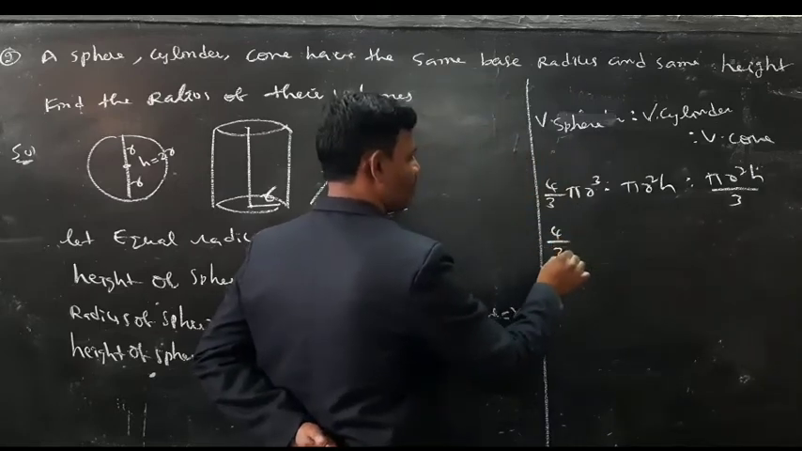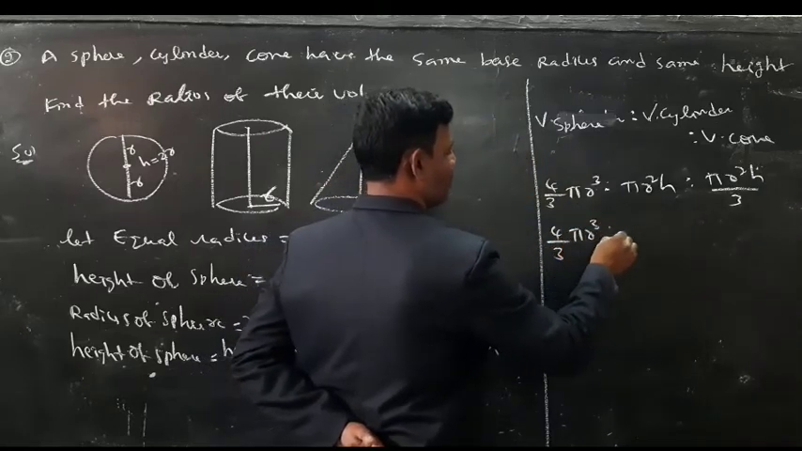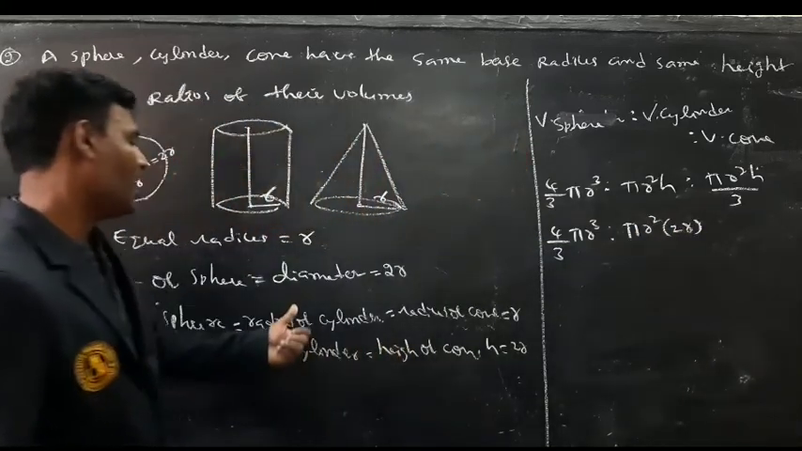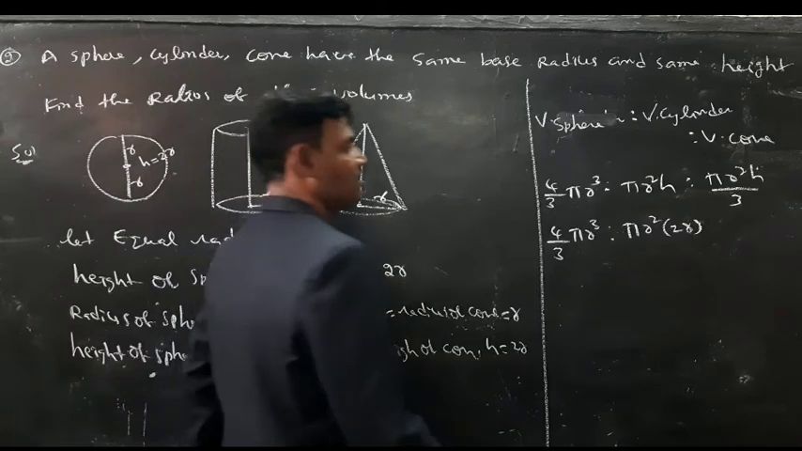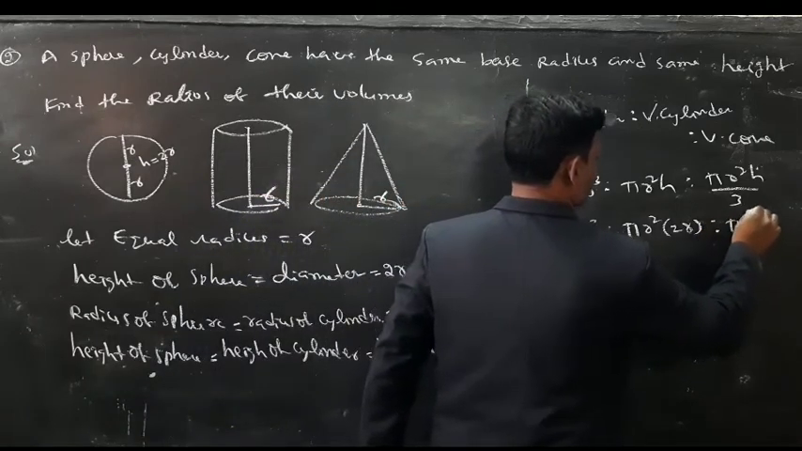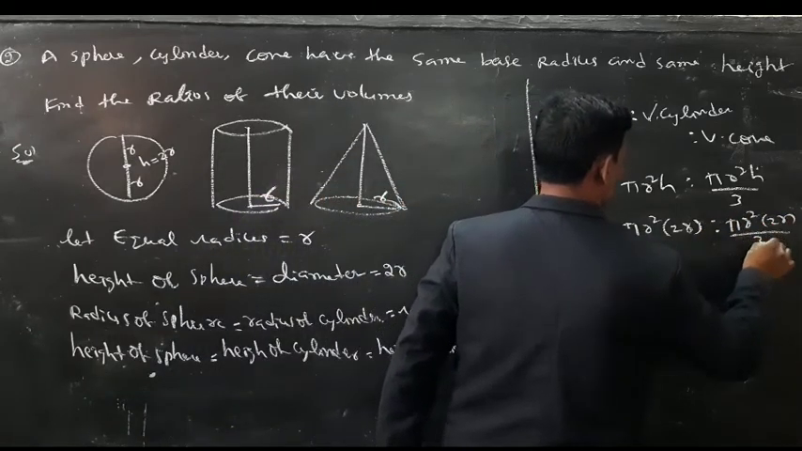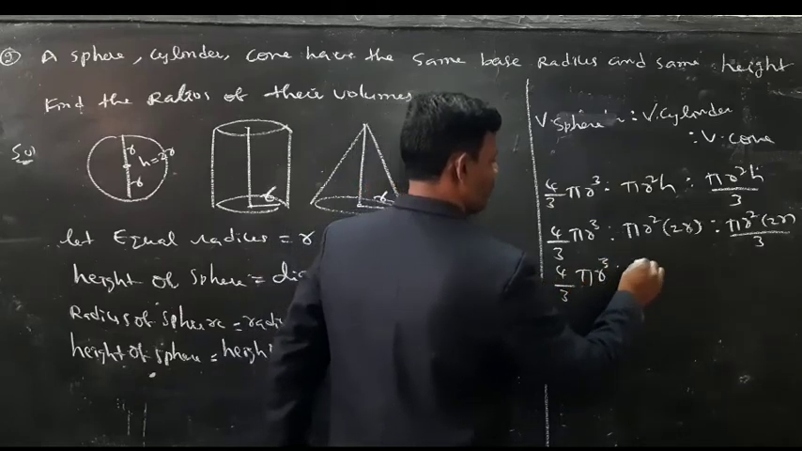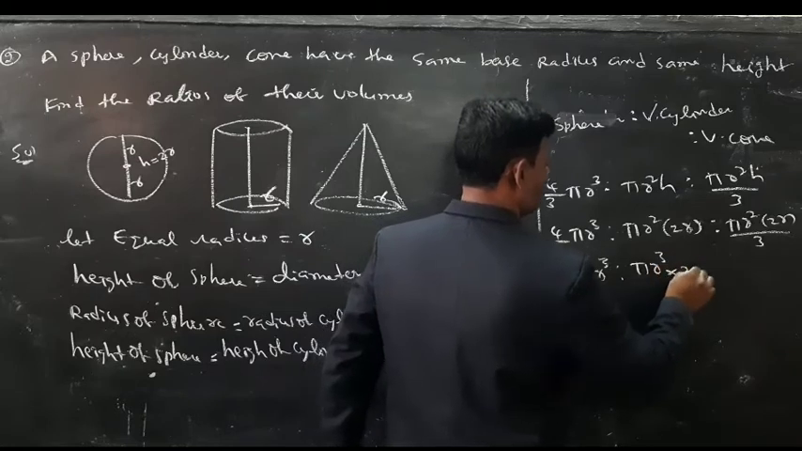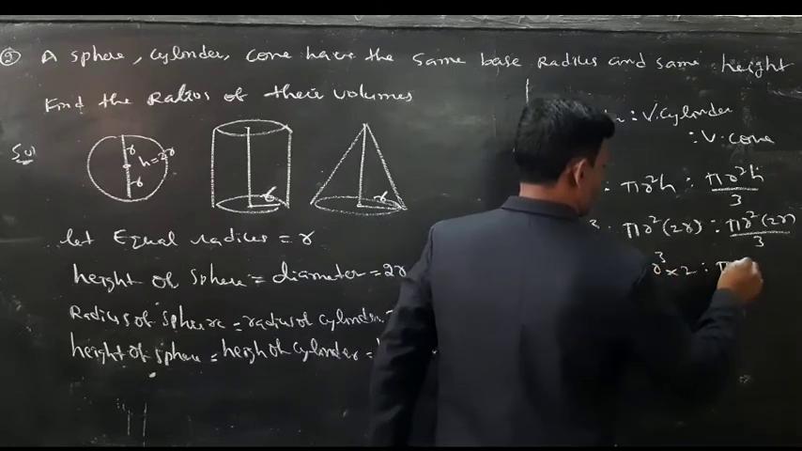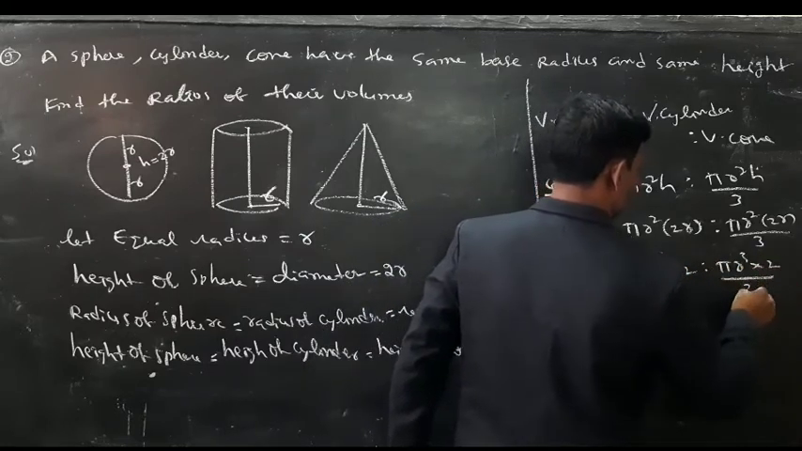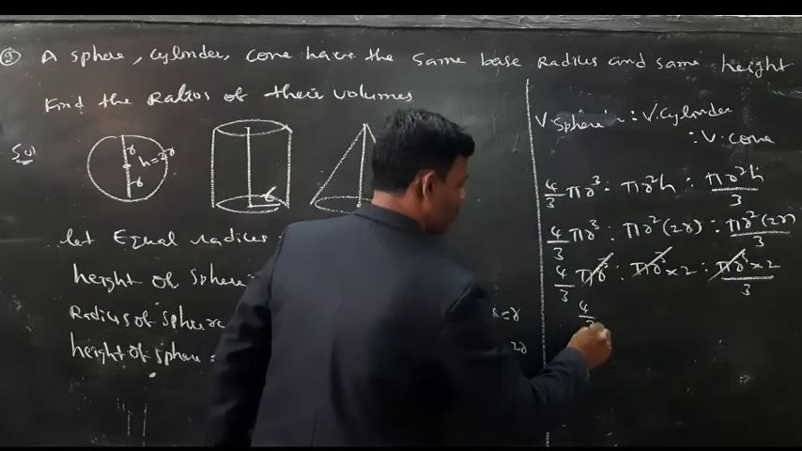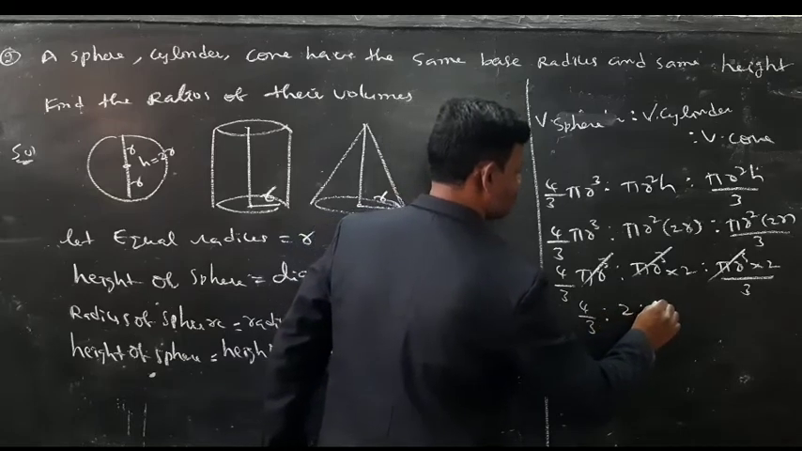See here, 4 by 3 pi r cube. Pi r square h. H we can write 2r. Why? Because height is equal to 2r. Similarly, pi r square h, we can write 2r by 3. So 4 by 3 pi r cube, pi r cube into 2, pi r cube into 2 by 3. Pi r cube, pi r cube, pi r cube cancel. What is the remaining? 4 by 3, 2, 2 by 3.